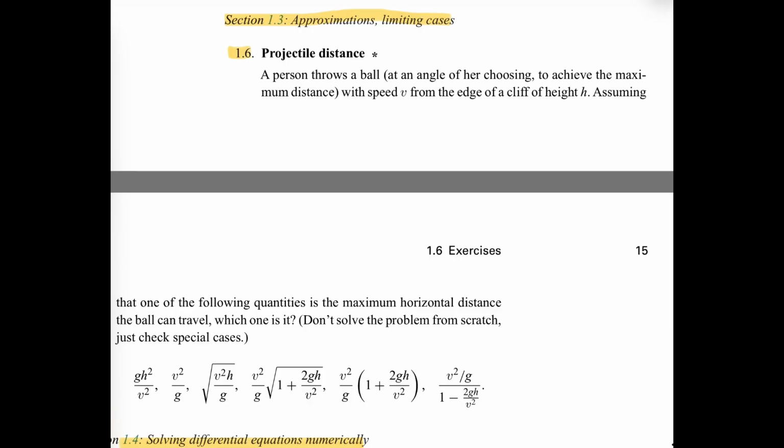We're going to start with 1.1 Projectile Distance. A person throws a ball at an angle of her choosing to achieve maximum distance with speed v from the edge of a cliff of height h. Assuming that one of the following quantities is the maximum horizontal distance the ball can travel, which one is it? Don't solve the problem from scratch, just check special cases.